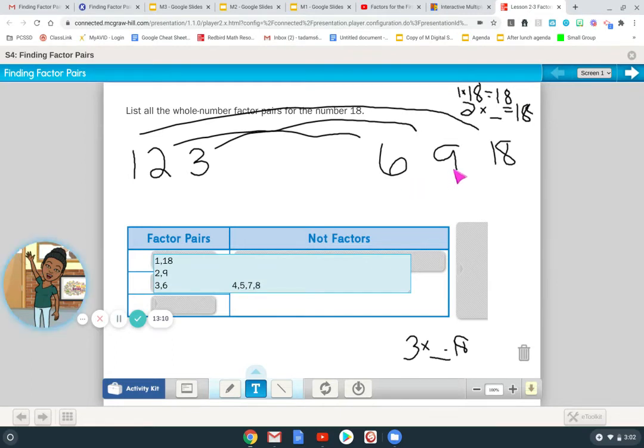9? Yes, we already have 9 listed because it is a pair. 10? Nope. 11? Nope. 12? 13? None of these numbers are factors for the number 18. None of the numbers that are missing on our arc were factors for 18. So any of these numbers we don't see, we know they are not factors.